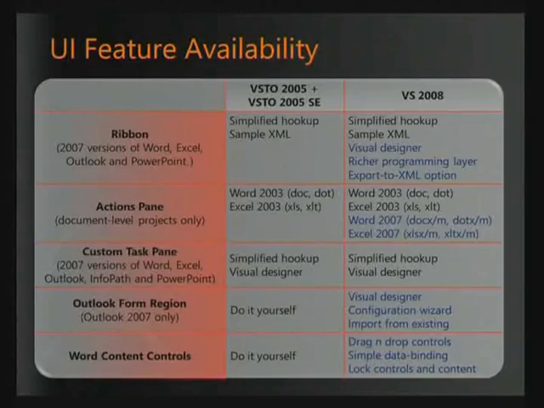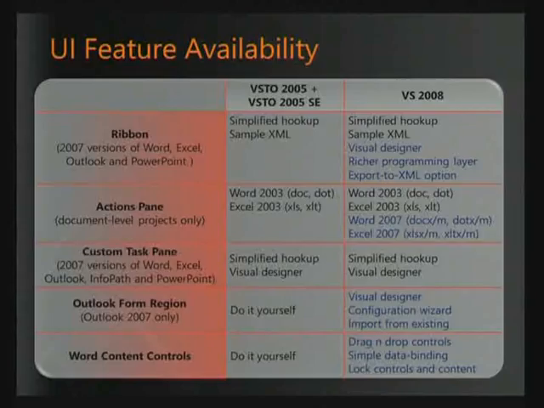And with the Actions pane, those have been around for a couple of versions, and we've just made sure that they work really well in Office 2007. The Custom Task panes is something that only works in Office 2007, and we made sure that it worked pretty well in the second edition product, and we really made it very robust in 2008.